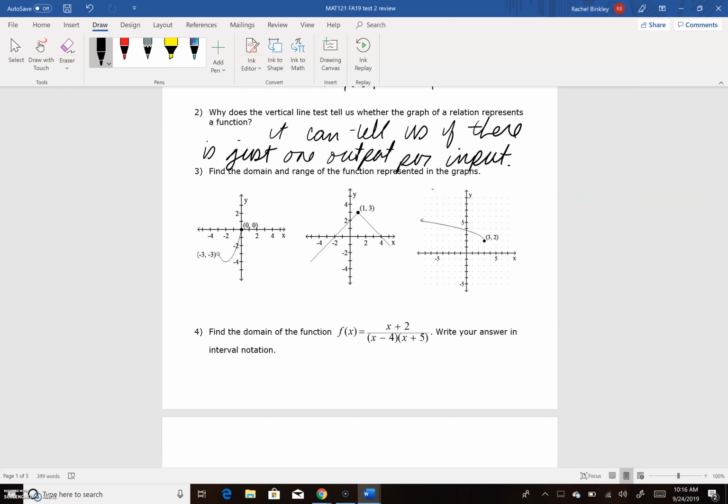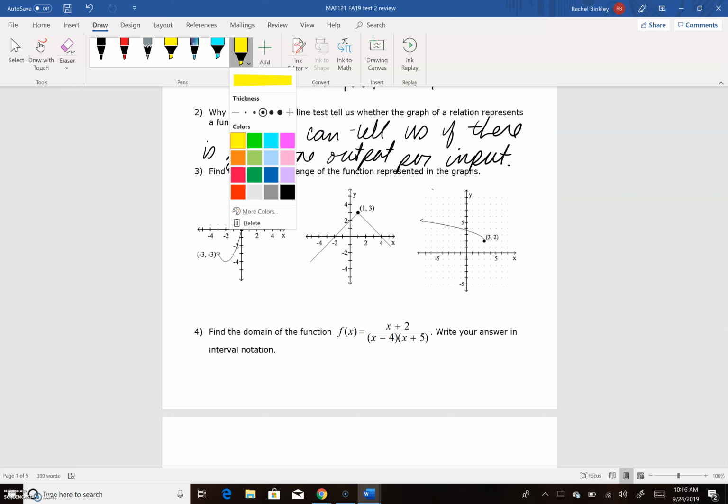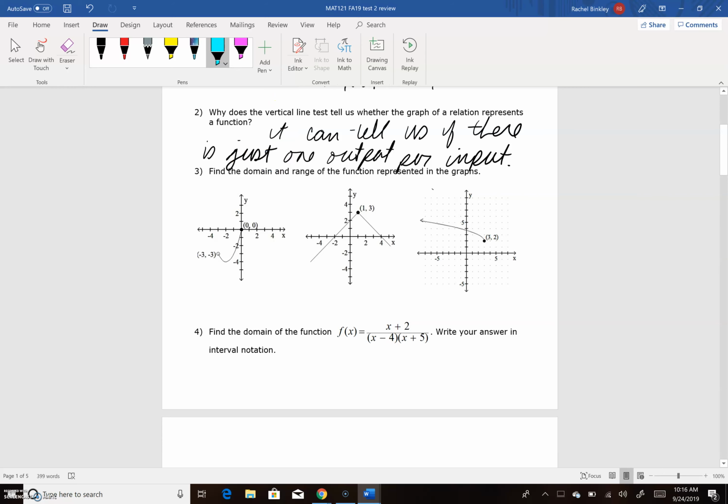Okay. Find the domain and the range of the function represented in graphs. So let's do our domain as blue, and let's do our range as pink. The reason I'm talking about that is our domain is going to be where this function exists on the x-axis, and our range is going to be where this function exists for our y values.